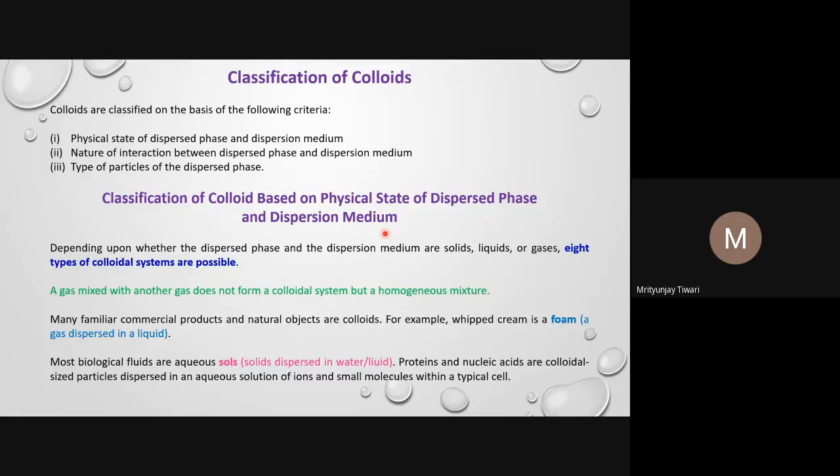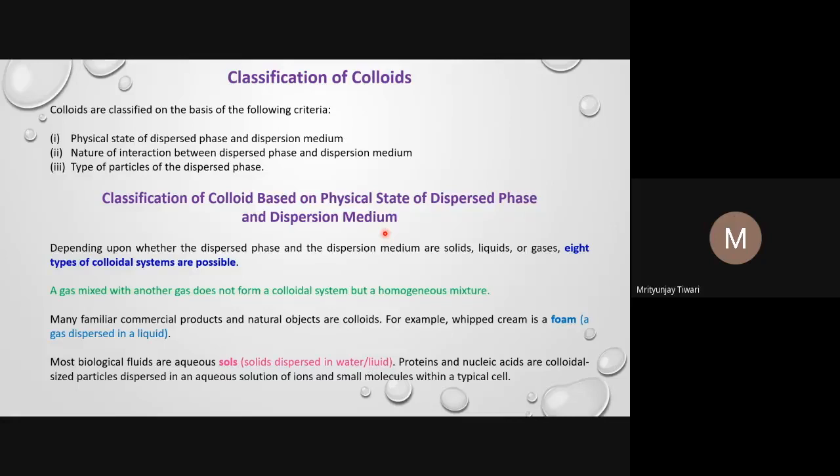So whether it is the dispersed phase or the dispersion medium, they can be solid, liquid, or gaseous. However, a mixture of one gas into another gas will always form a homogeneous mixture, so it will not form a colloid. Gas molecules will not naturally aggregate to form particles of colloidal size unless something forces it to happen.